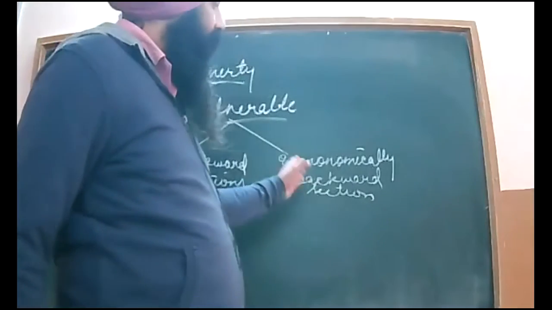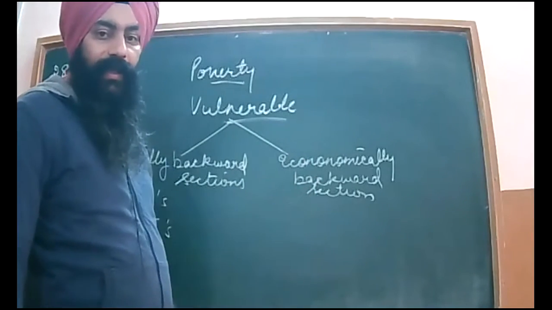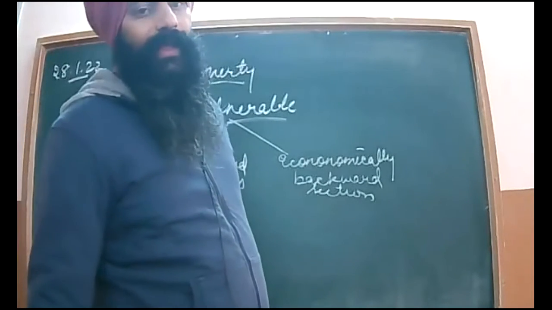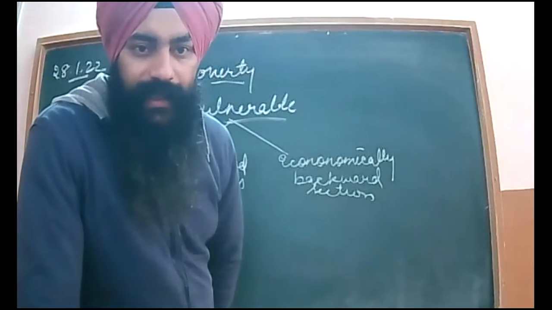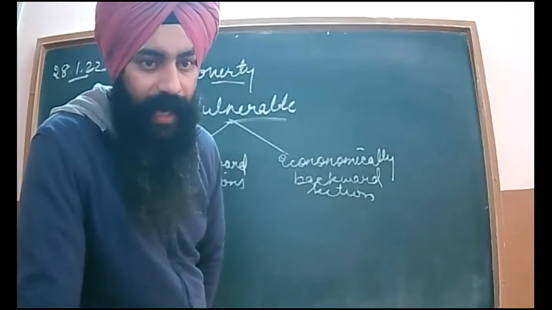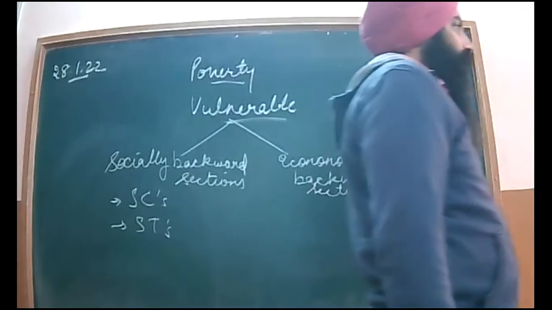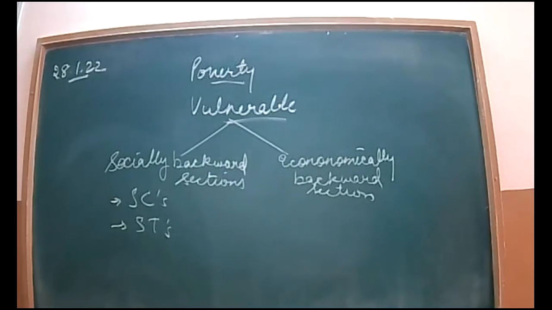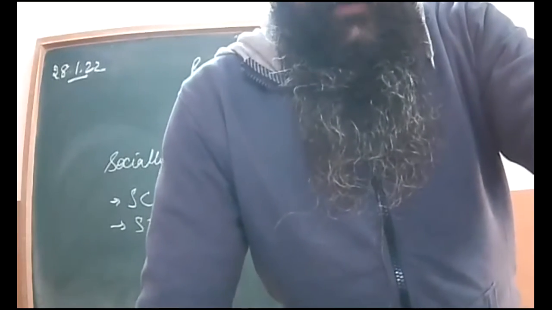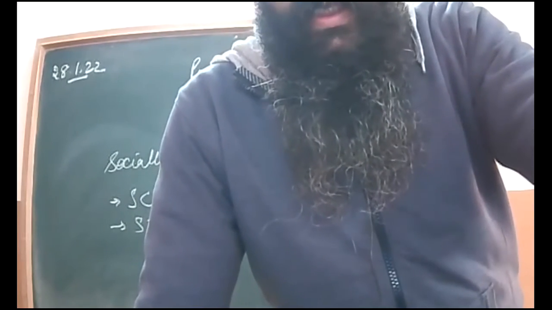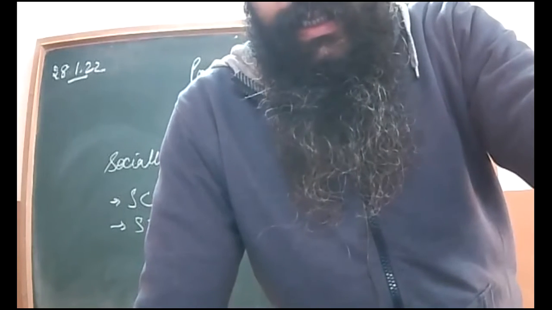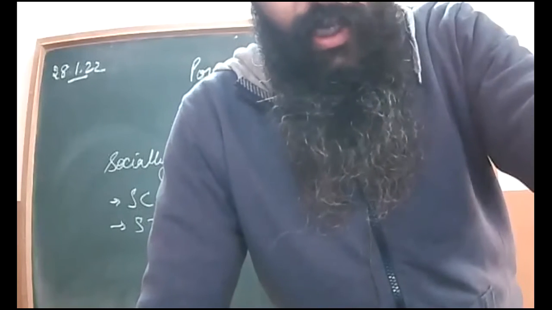There are economically backward sections: daily wage workers, agricultural laborers, vegetable vendors. They do not have a regular source of income. If the off season is there, then materials and vegetables become expensive, and at that time their sales are affected. Vegetable vendors, rickshaw pullers, daily wage workers, domestic servants, etc. are the economically vulnerable sections of society.